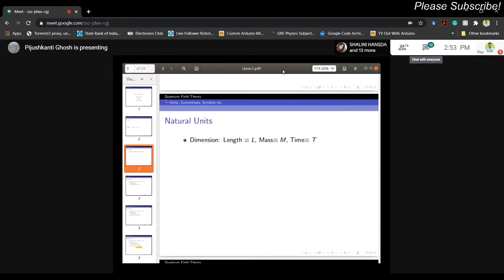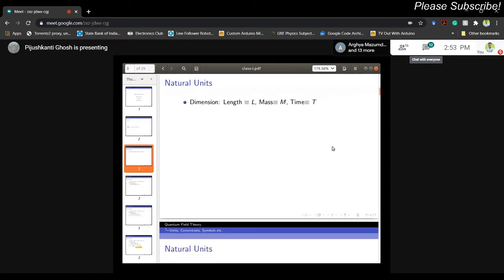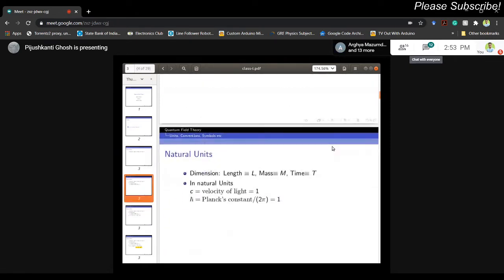Now, in order to discuss the natural units, note that there are three dimensions. Length, we denote it as L, mass, we denote it as M, and time, we denote it as T. Now, in natural unit, what we do is that we take the velocity of light to be equal to 1, and Planck's constant divided by 2 pi is equal to 1.